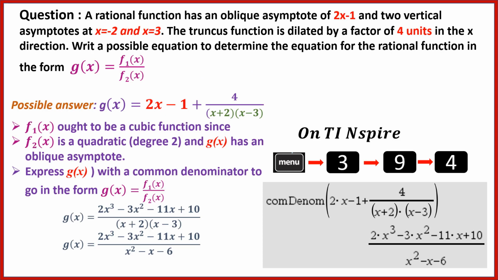Let's now look at another question. Now this question is something very similar to that was asked in the specialist maths examination a few years ago, whereby you were actually given the equation for the oblique asymptote and the two vertical asymptotes, and they said that the function actually had a dilation by a factor of 4 units. It was the truncus function, and you had to write the rule for the rational function.